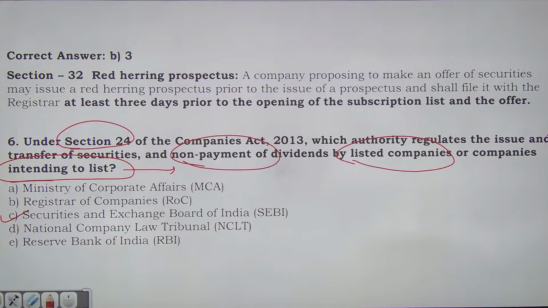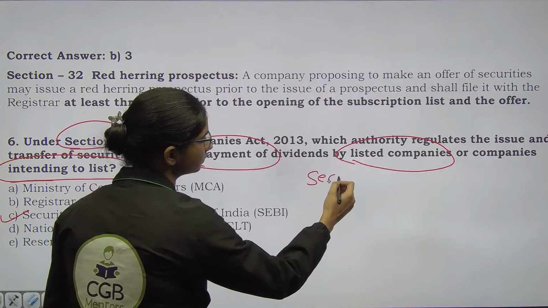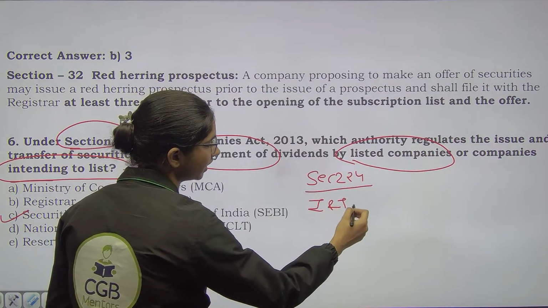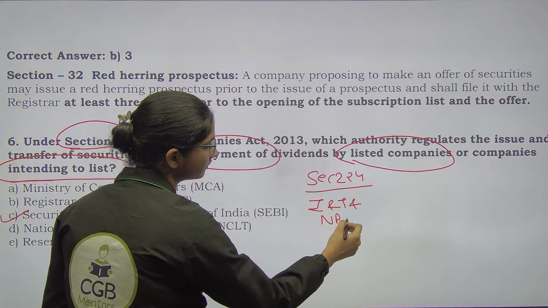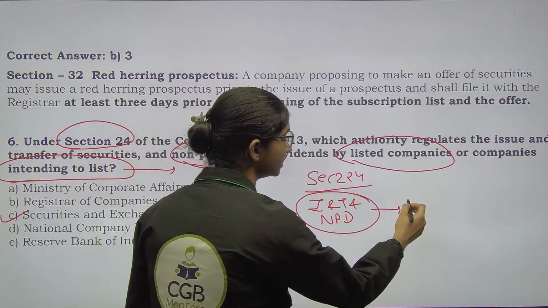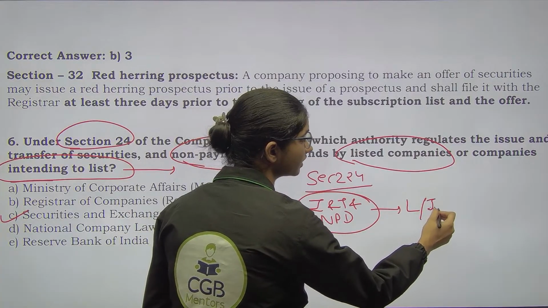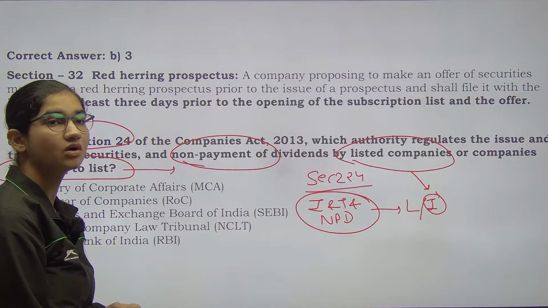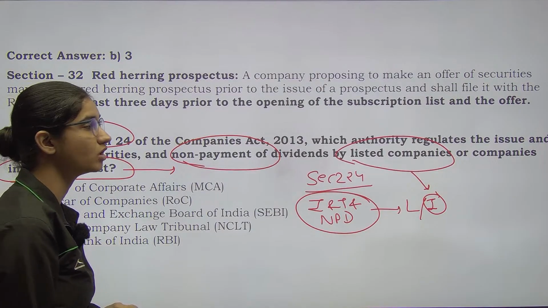Section number 24 is telling you that if there is any issue and transfer and non-payment of dividend scenario of which kind of companies? Of a listed company or the company who are trying or intending to get listed. In that scenario, all these matters will be resolved or seen by whom?